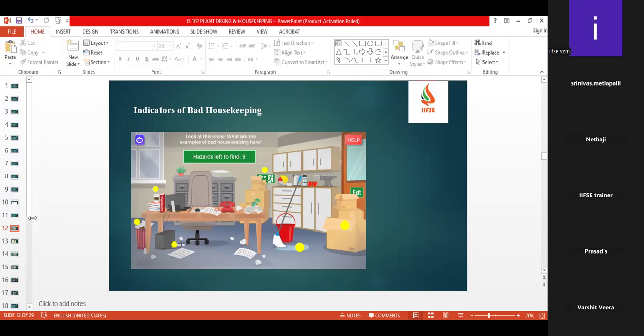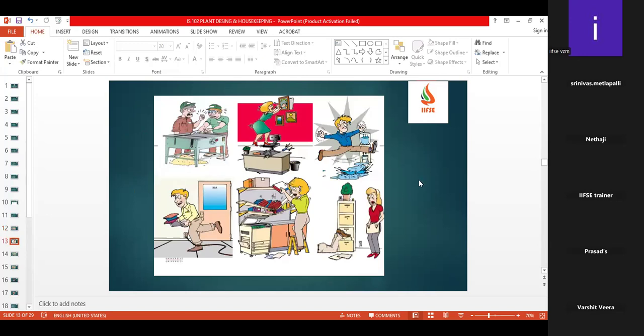Fine. Good. Now we'll see another picture. Can we guess what the different types of hazards are due to bad handling of things at the workplace? Can we start from the picture in the top left corner? While working, interfering with the person. What he is doing is simply interfering, scolding and shouting.